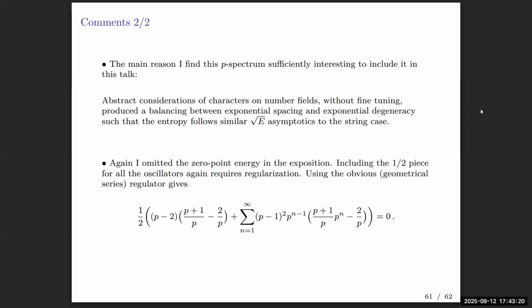And then again, I omitted the 0-point energy, right? What if we include the 1/2 from all the oscillators? So that's what I'm doing here. This is the energy, and this is the degeneracy. Because the formula for the degeneracy is slightly different from the first case, it's written as 2 terms. But basically the point is, if you sum over all the oscillators and you sum over their contribution from 1/2, of course it diverges like it does in the other string. It needs regulating. But in this case, there's an obvious regulator, which is just a geometric series. For a geometric series that diverges, you just use the answer for the geometric series, even though it only converges when the argument is less than 1. But the point is, you somehow get exactly 0, which seems sort of serendipitous.